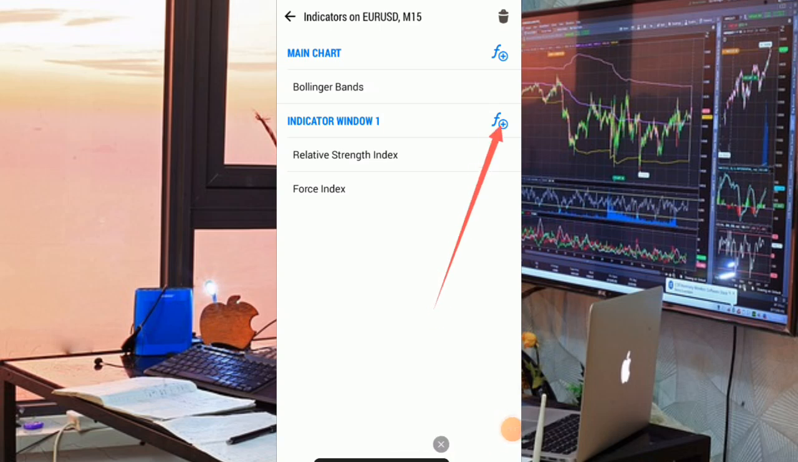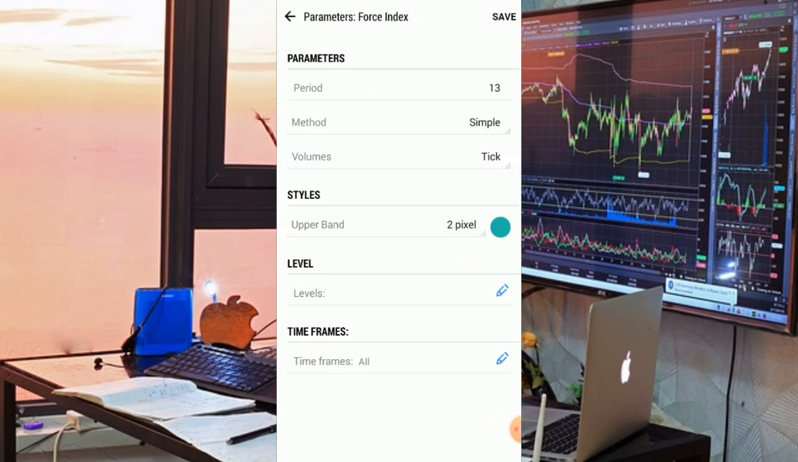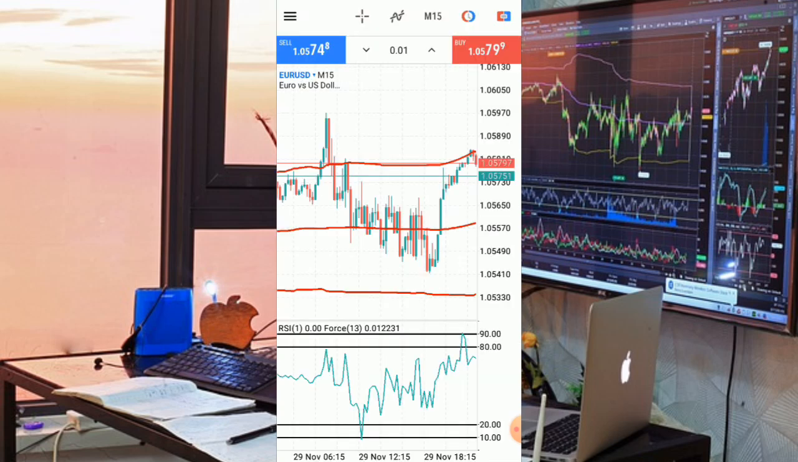This is the indicator window 1, and then you are going to go for force index. For the force index, you're going to enter period 13, method symbol, volumes tick, make it 2 pixel, make it green. Then levels leave it like that, time frames make it all, then click save. So now we have done the calibration for our indicators.